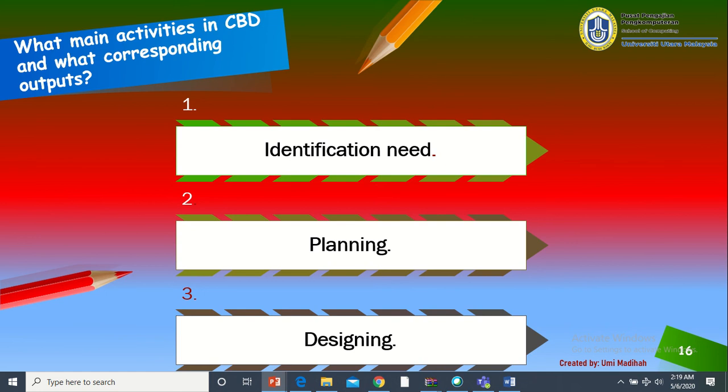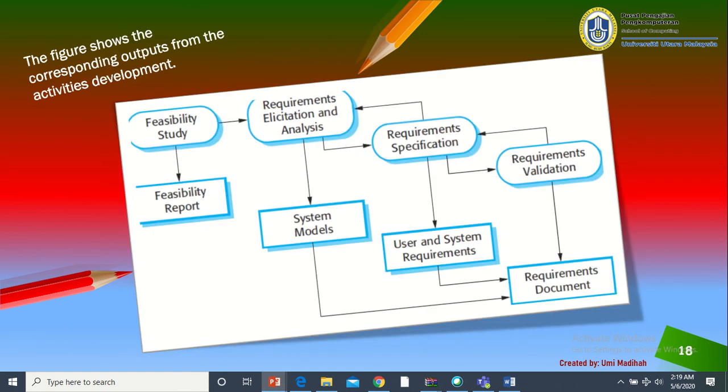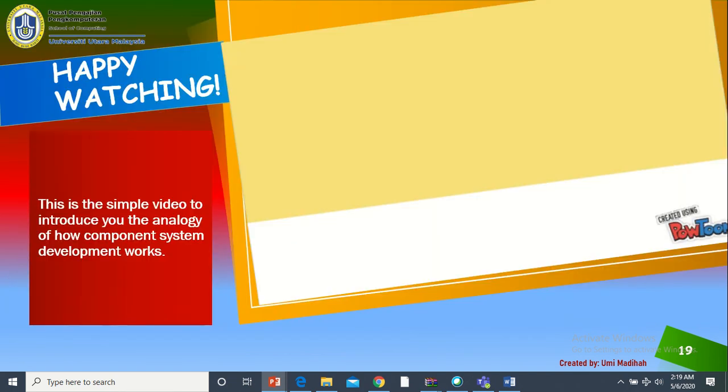What are the main activities in CBD and the corresponding outputs? The main activities in CBD are identification of needs, planning, designing, implementation, testing and documenting, deployment and maintenance, and view model. This figure shows the corresponding output from the development activities.